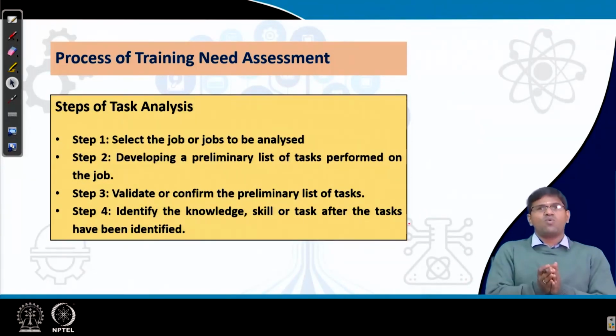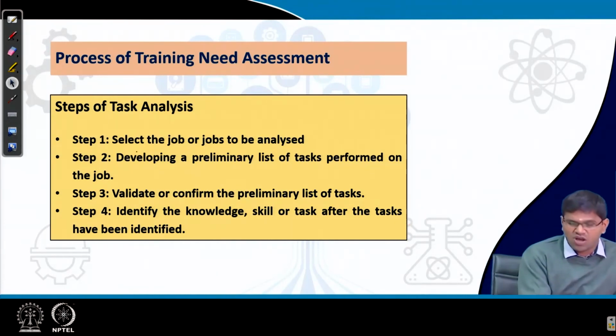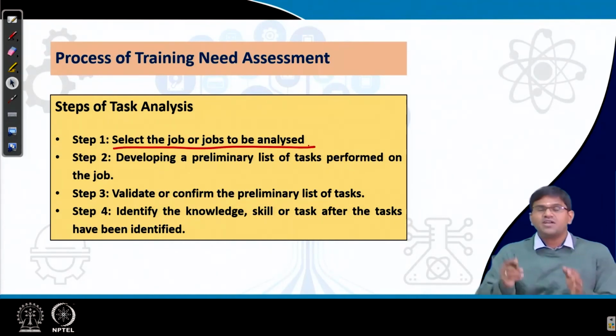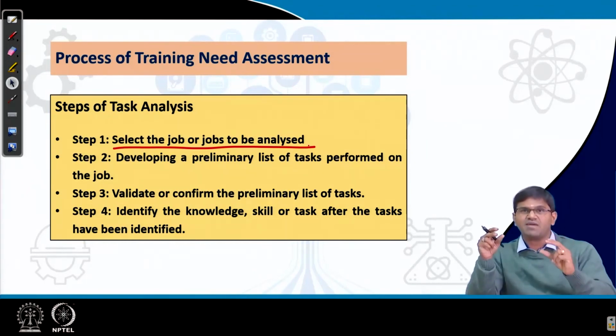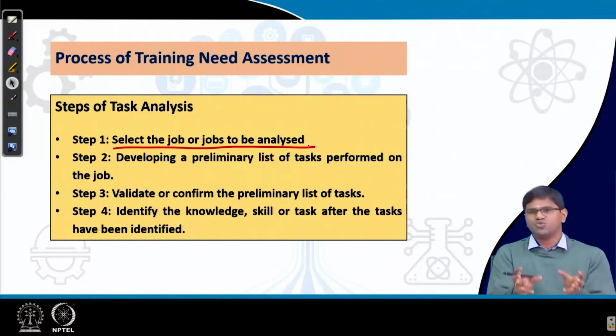Okay, so how do you conduct this task analysis? Step one is to select the job or jobs to be analyzed. You need to select which job you are going to analyze, or maybe a set of jobs that you need to choose, so that you will be able to conduct this analysis.